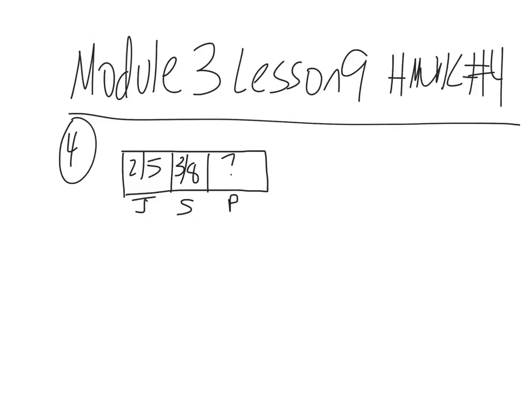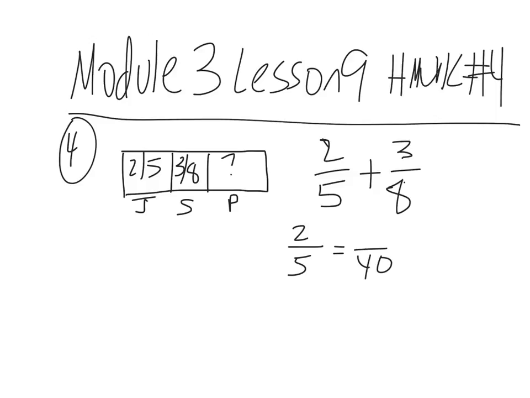So in order to figure out the pants, the question mark, you're going to have to add the fractions for the jacket and for the shirt. So you're going to have to do this addition of fractions with unlike denominators. The way we did it in class today is just the old-fashioned way: if you count by 5s and you count by 8s, the first place they meet is 40. So that's the common denominator for both fractions. So we'll make equivalent fractions and have them be equal to 40ths.